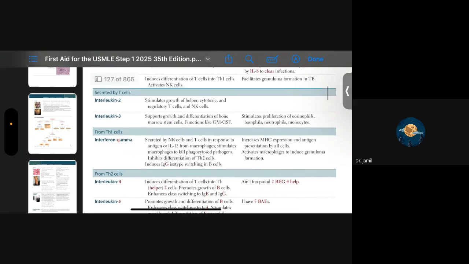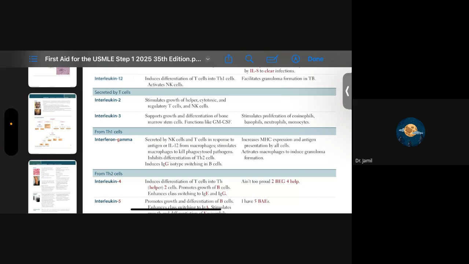Then we have interferon gamma. We discussed that it is made by your Th1 cells. Once interferon gamma is released, it acts on your macrophages. They release more interleukin 12, again acting on the same Th1, releasing more interferon gamma. A cycle is made.